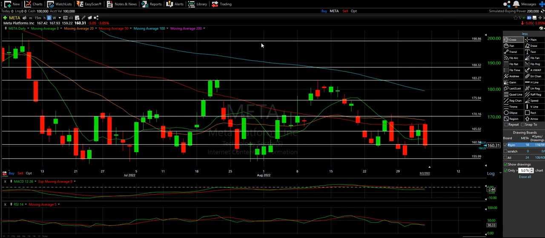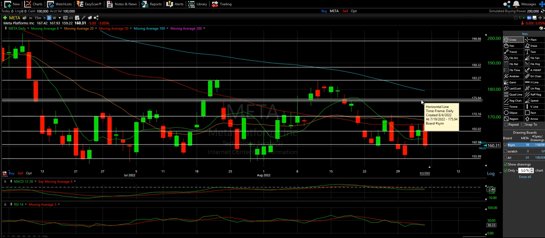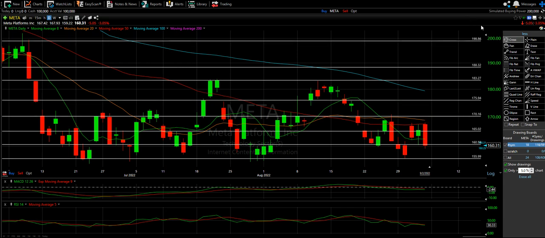So as always, what are we going to do? We're going to look at the daily chart as well as the weekly chart. We're going to use our moving averages as well as these horizontal support and resistance lines. Again, I draw these manually. And then we'll use these lower indicators as our reassurance for what we're seeing up here.